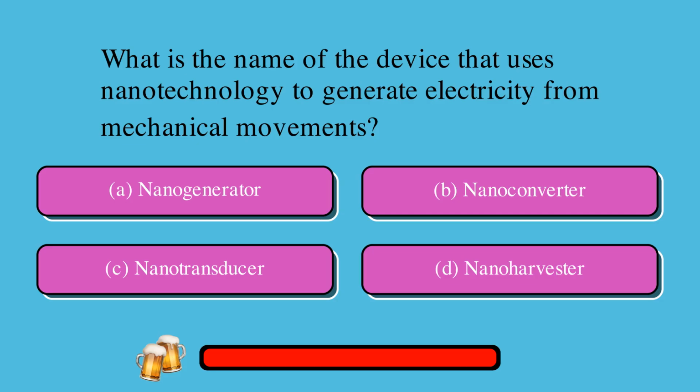What is the name of the device that uses nanotechnology to generate electricity from mechanical movements? Is it A. Nanogenerator, or B. Nanoconverter, or C. Nanotransducer, or D. Nanoharvester? The correct answer is A. Nanogenerator.